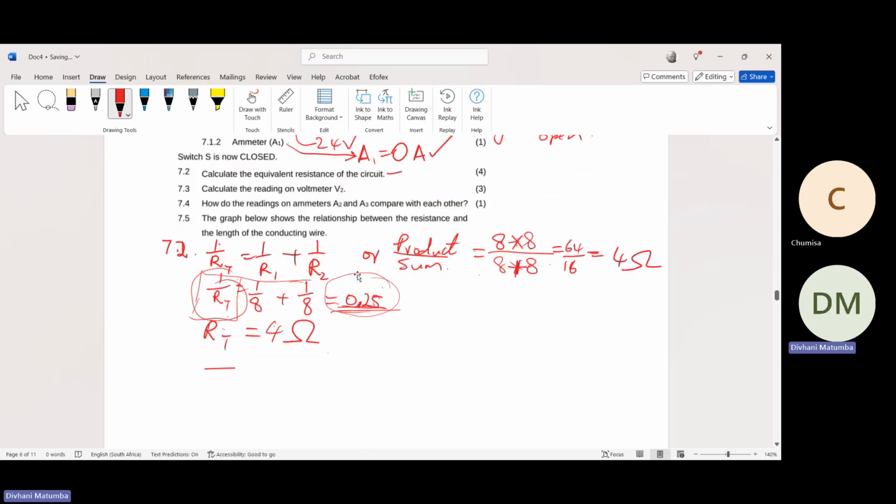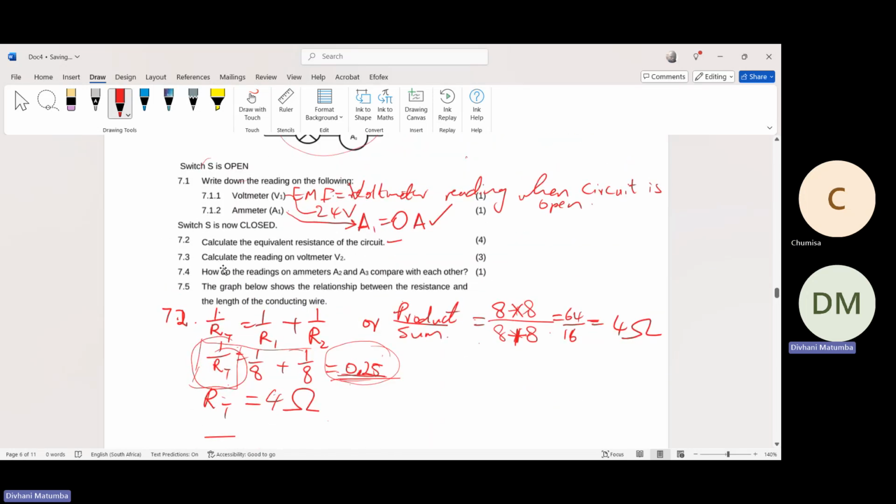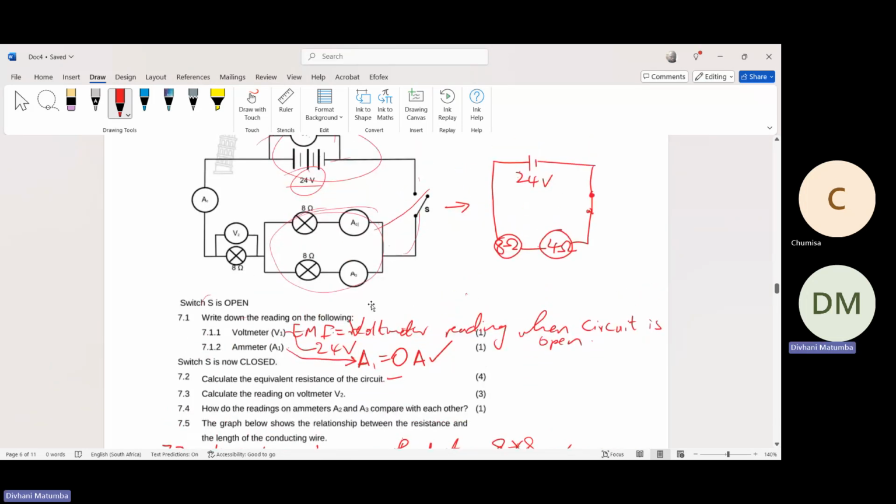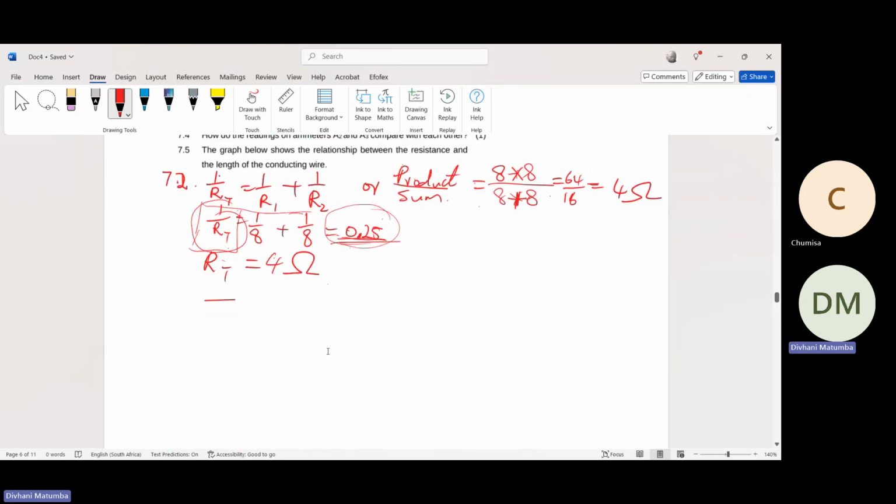Now it has become very easy. The main aim of resolving circuits is to ensure that you find the total potential difference, the total resistance, and the total current. Okay, now they're saying calculate the reading of voltmeter V2. So how do we calculate the reading of voltmeter V2?